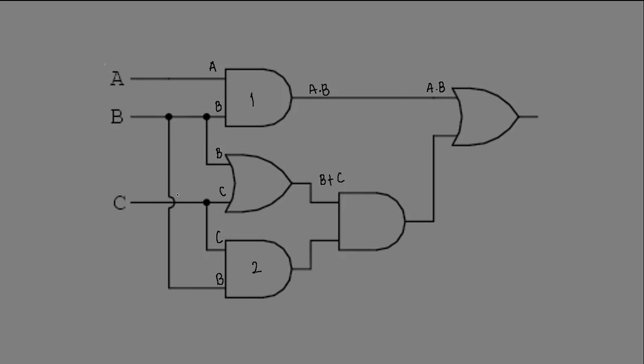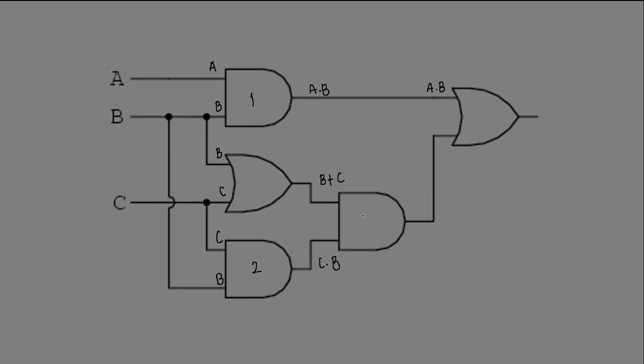This indicates there is no connection, it's a jump. So therefore the wire is going above this wire, there is no connection, intersection nahi hai, it's not connected, right? So B. So AND gate number 2 receives signals as C and B. So therefore the output of this will be, right, C dot B.